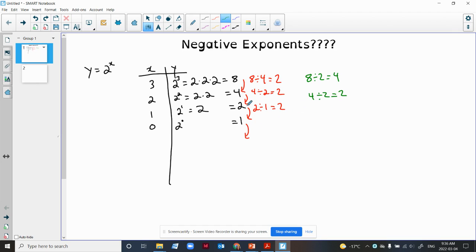Let's just continue. Let's do the next one. So we did 2 divided by 2, which is our ratio, equals 1. That gives us the value when x equals 0. So then to continue the pattern, when we have x equals -1, then 2 to the -1, that means we're really not sure what that looks like in terms of multiplying our bases.